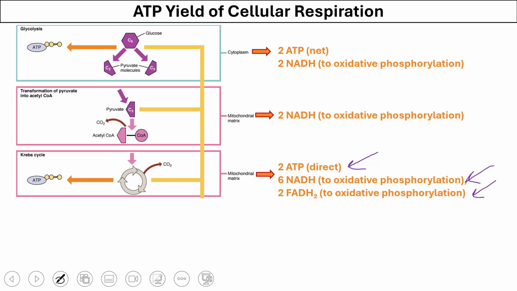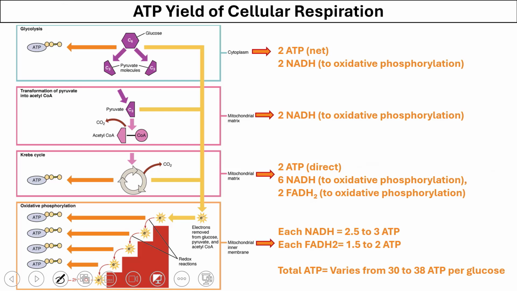the electron transport chain. In the electron transport chain, each molecule of NADH produces 2.5 to 3 molecules of ATP, and each molecule of FADH2 produces 1.5 to 2 molecules of ATP. Thus, the net production of ATP can vary from 30 to 38 molecules of ATP per molecule of glucose, depending on the efficiency of hydrogen ion potential built across the inner membrane of mitochondria.